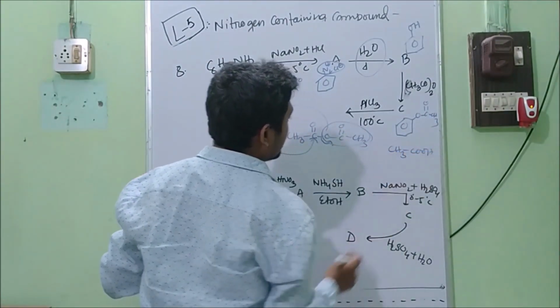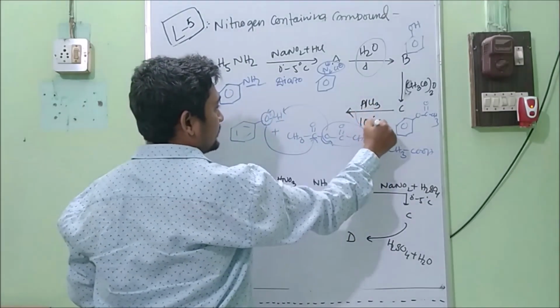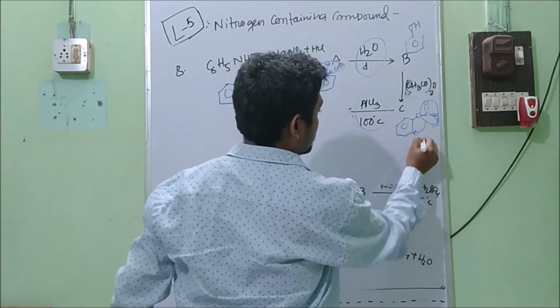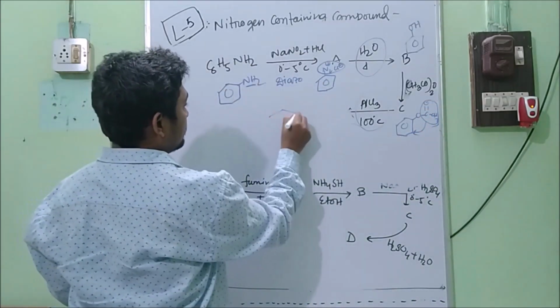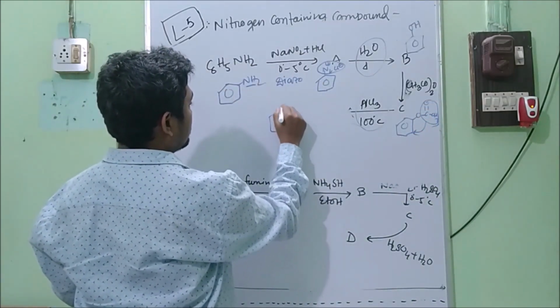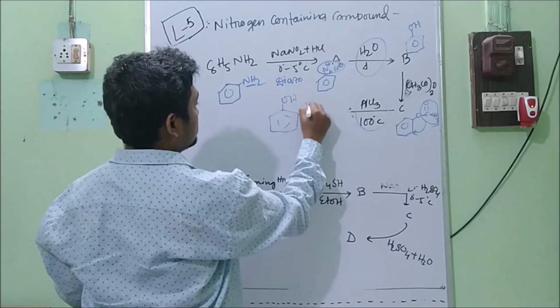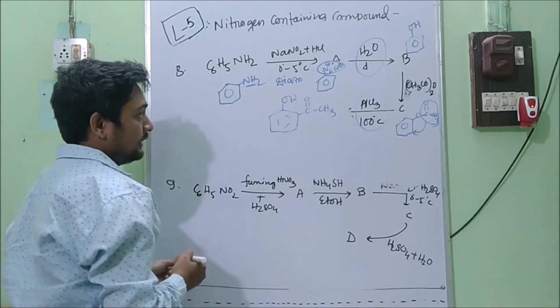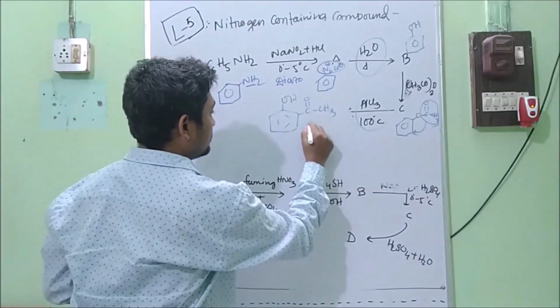Now on reaction with anhydrous aluminum chloride, what will happen? This group will come to the ortho position. Then our product will be OH and COCH3. Okay, this is D.